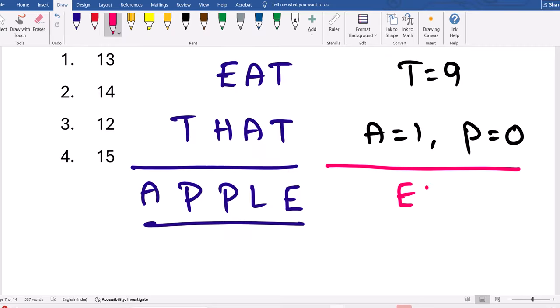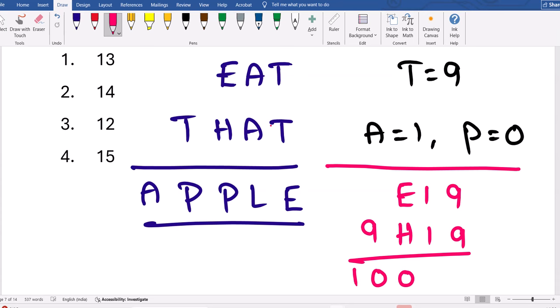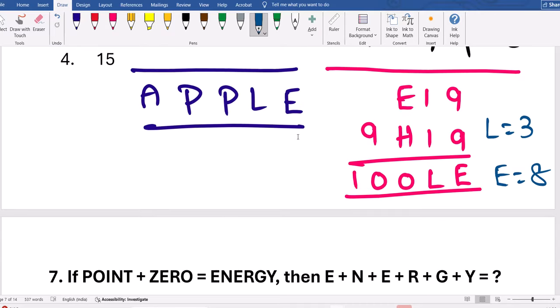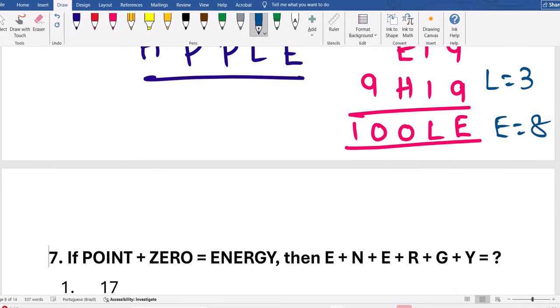Yeah, E 1 9, 9 H 1 9, 100 L E. I believe you got the E value now, 8. 9 plus 9, L value 3. We got the L value as well as the E value. L value 3, E value 8 from this. Right? Yeah. Now put that in the expression again.